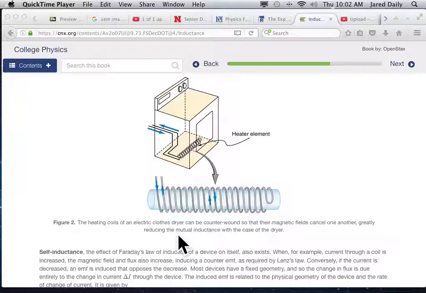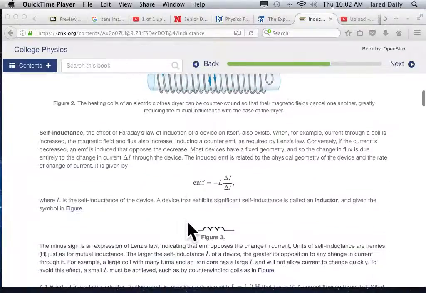Why would that be a good thing? Well, because inductance causes currents in the opposite directions than you're trying to create the currents. So you want to sometimes cancel that out. So they take advantage of this to get rid of the mutual inductance, or to lessen it considerably. So counterwinding coils is a very interesting application of this idea in this law.